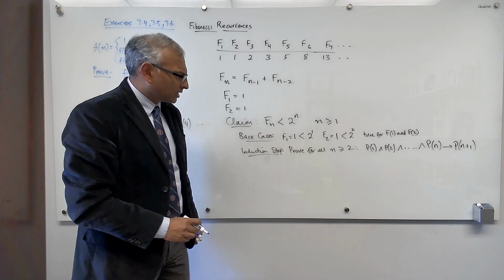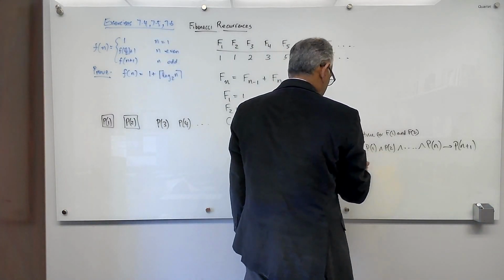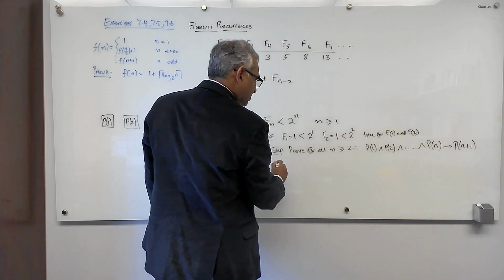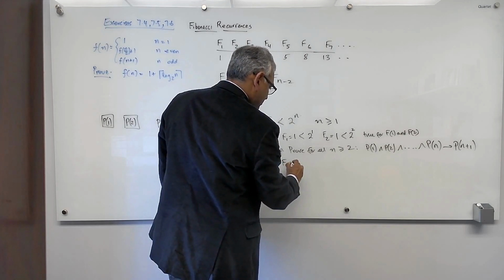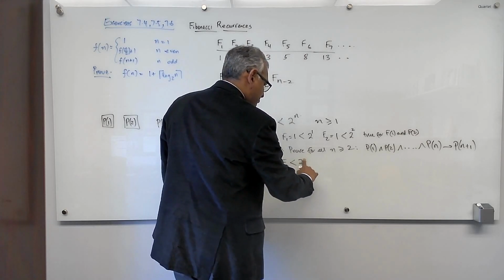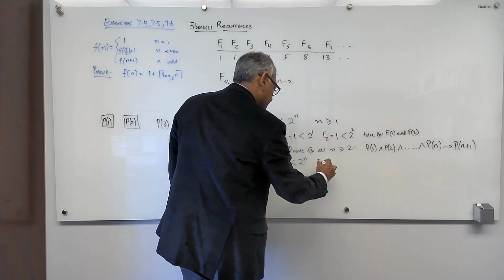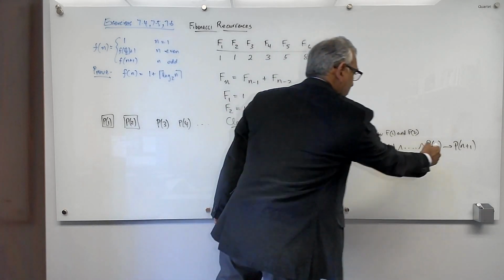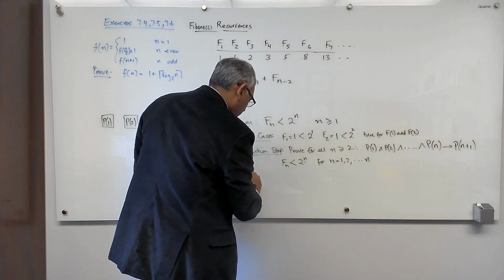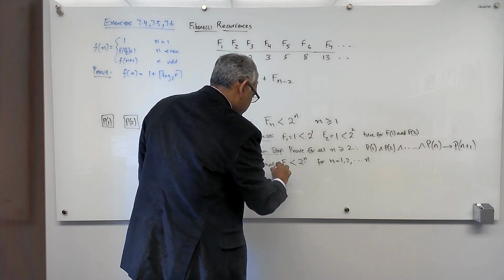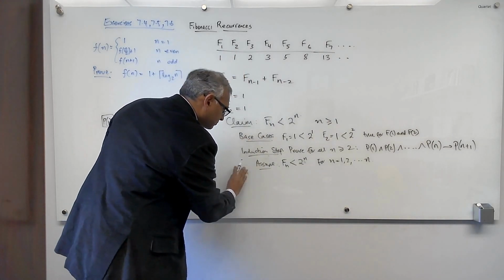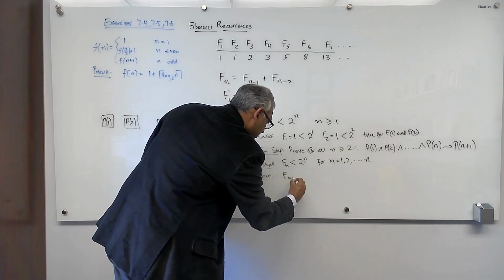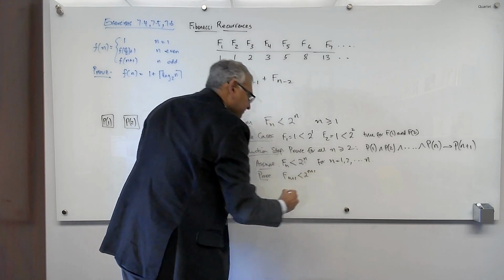Okay. So let's see how that's going to work in this case. Let's consider n greater than or equal to 2, and we get to assume this. So we get to assume that F(k) is less than 2 to the k for k equals 1, 2, up to n. And now we need to prove P(n+1). This is what we get to assume to prove that implication, and we need to prove F(n+1) less than 2 to the n+1.